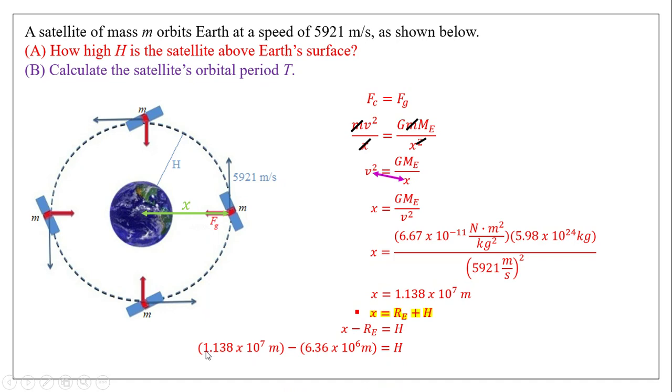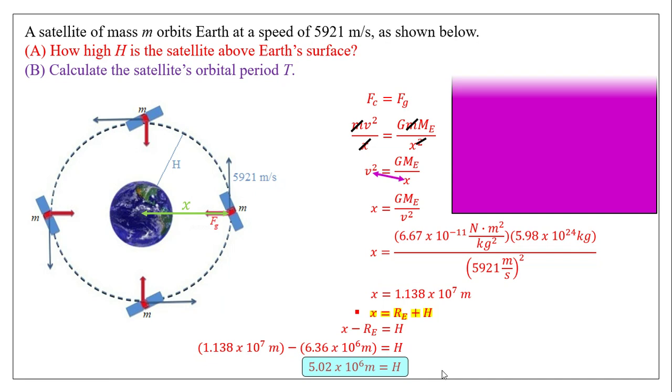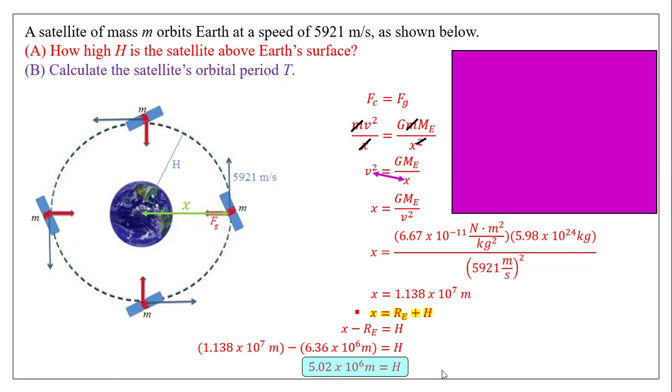So x I just found is 1.138 times 10 to the 7th meters, minus the radius of planet Earth, which is about 6.36 times 10 to the 6 meters. So if you punch all this in your calculator carefully, you should get a height of about 5.02 times 10 to the 6 meters. And that's your answer for part A. Okay, that's that. Now, for part B, it asks you to calculate the satellite's orbital period.